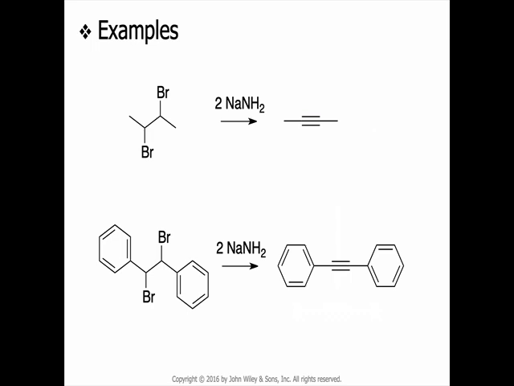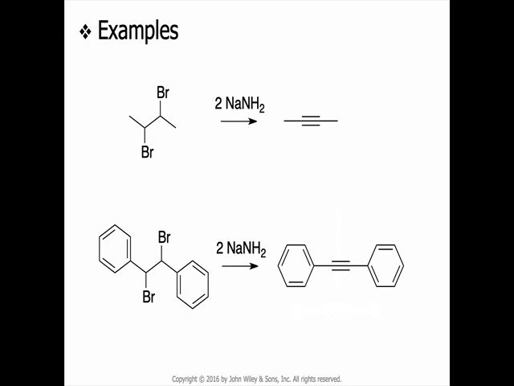How many carbons do we have? 4. So the parent's going to be a but-. And what's the functional group? It's the carbon-carbon triple bond. And what do we use for that? YNE. So it's going to be a butyne. What kind of butyne is it going to be? 2-butyne. The numbering is important here, right? So we end up with 2-butyne.